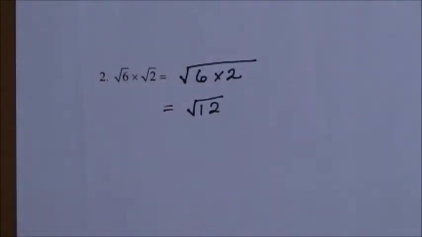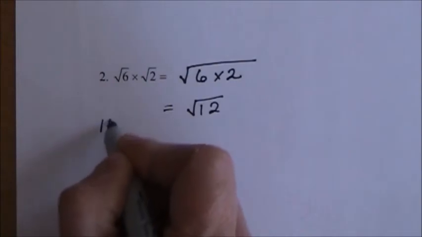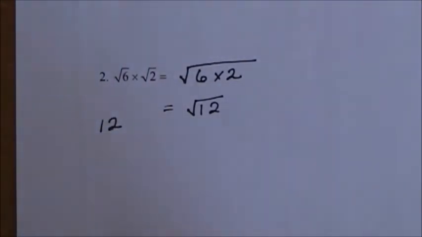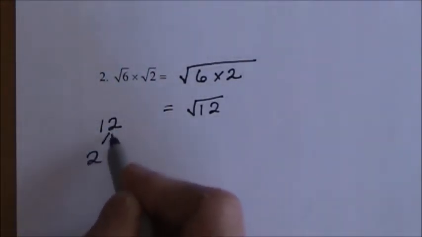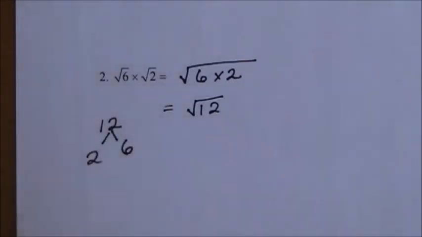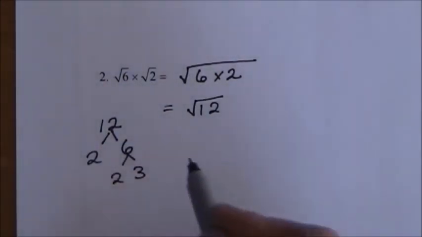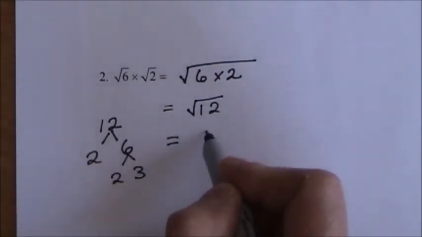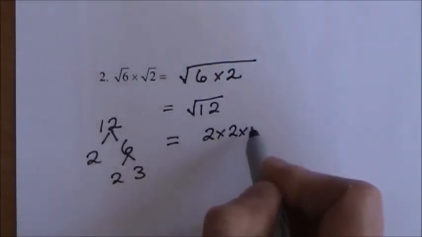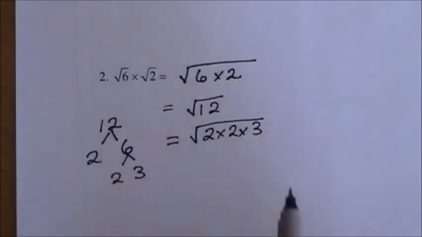So looking at 12, seeing if we can prime factor it, 12 is 2 times 6. And remember, we're looking for factors, so numbers that multiply to give us the one above. So 6 is 2 times 3. So we could rewrite the square root of 12 as 2 times 2 times 3 under the square root sign.